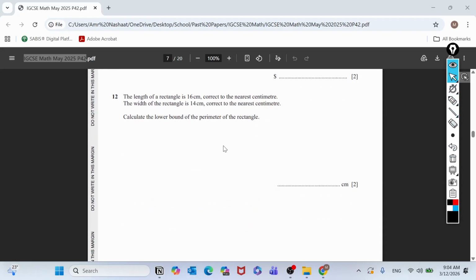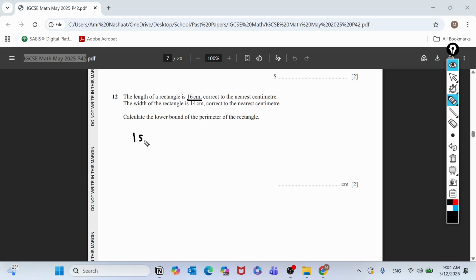The length of a rectangle is 16 centimeters, correct to the nearest centimeter. The width of the rectangle is 14 centimeters, correct to the nearest centimeter. Calculate the lower bound of the perimeter of the rectangle. Okay, guys, they said to the nearest centimeter, which means they're rounding it, right? So what's the lowest this number could be?